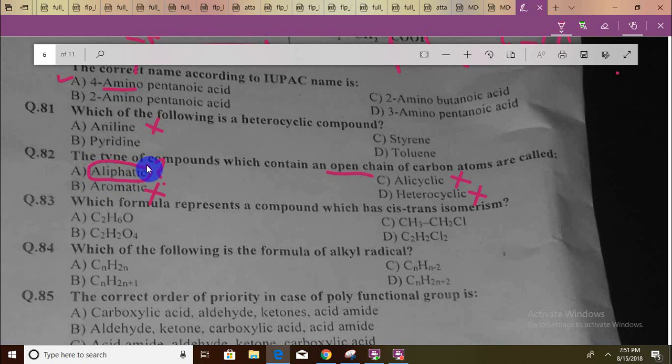Alicyclic are homocyclic non-aromatic. Because they may ask you if something is an alicyclic compound, and if you don't know that it needs to be both homocyclic as well as non-aromatic, you're gonna mess up.